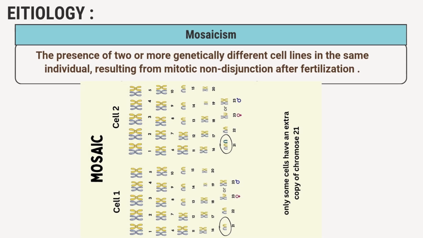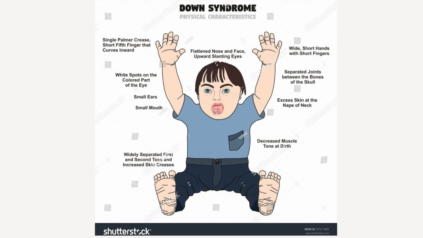The third and last one is mosaicism, which is described as the presence of 2 or more genetically different cell lines in the same individual, resulting from mitotic nondisjunction after fertilization. You see in this picture that some cells are normal and some of them are trisomic, resulting in a milder phenotype. Now let's discuss what the physical characteristics of someone with Down syndrome are.